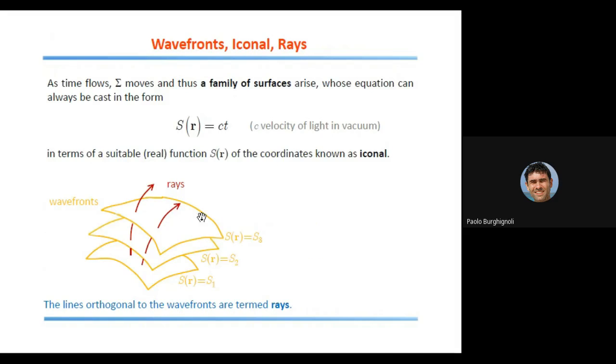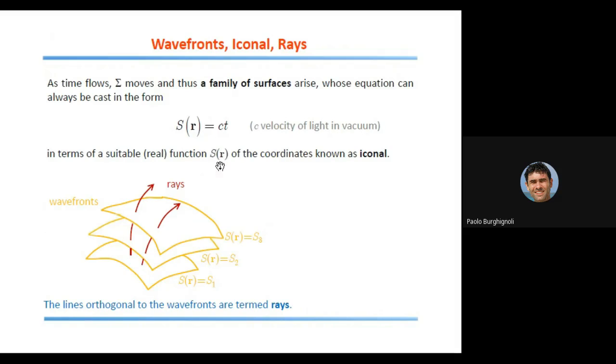As time flows, of course, the surface of discontinuity, so the wavefront, moves, and you can imagine building an infinite set of such surfaces. There is one for each value of the function s, which we can introduce. So we can always write the Cartesian equation of the wavefronts in this form by introducing some function s of the spatial coordinates, the position vector r, which is equated to time up to an arbitrary constant factor, which has been chosen here as the velocity of light in vacuum. This time it's exactly vacuum, so we call it c.